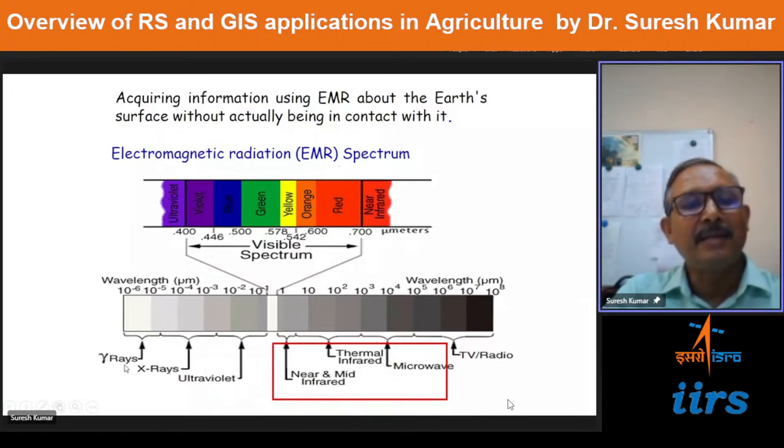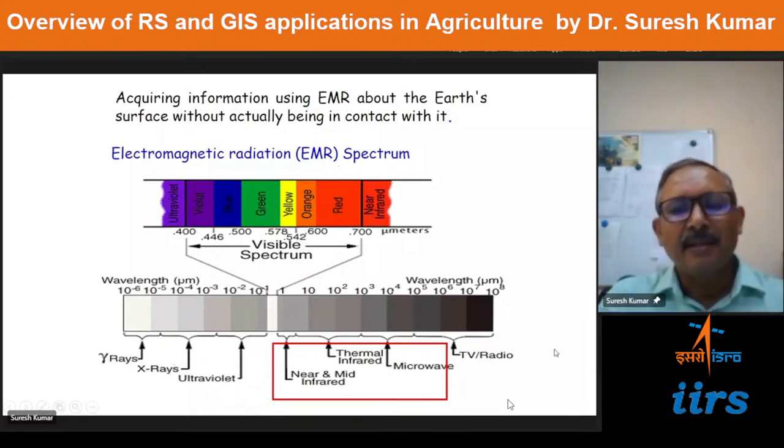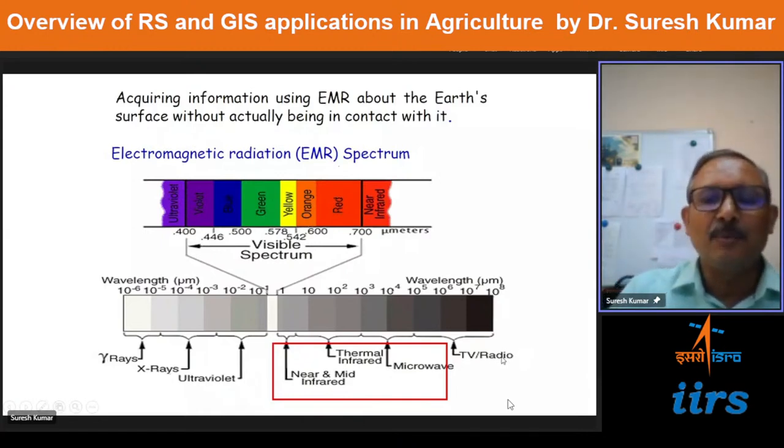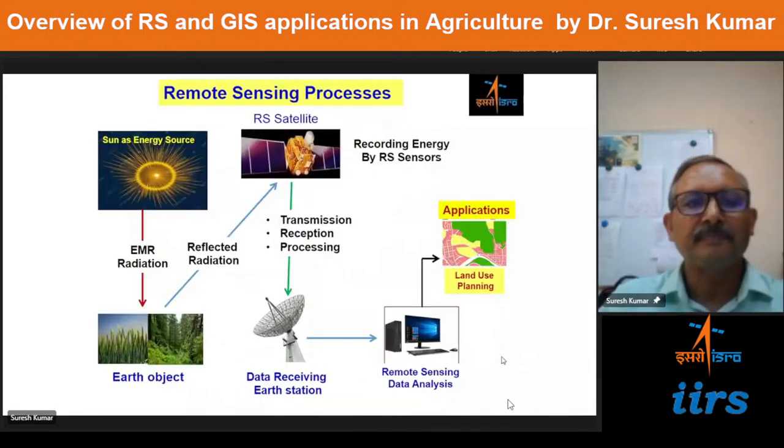Gamma rays, X-rays and ultraviolet are very injurious and are not used in remote sensing, or they are used in another form of remote sensing. And TV and radio electromagnetic radiation, or EMR, is used for telecommunication purposes.